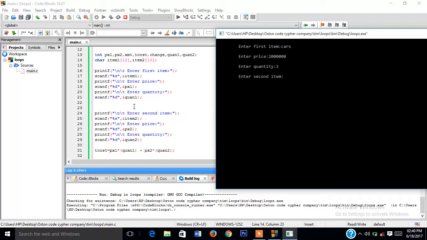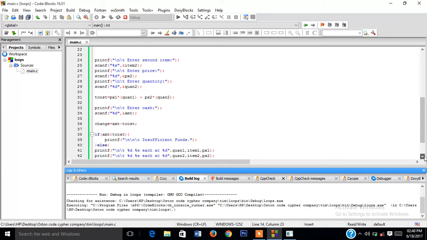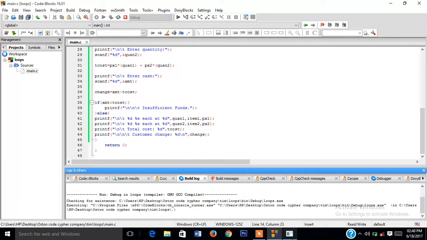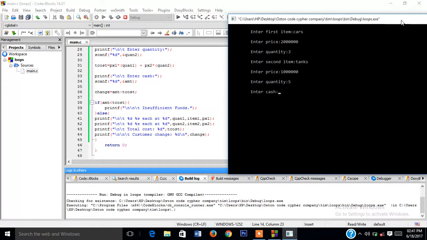They ask him or her to enter the second item. He's taking some water tanks, and each water tank is 1 million. How many water tanks is he or she taking? This rich man is taking 5. And we ask the customer, please submit the cash you're having. Telling the buyer to submit the cash he or she is having.